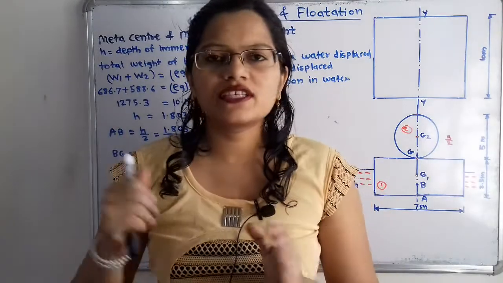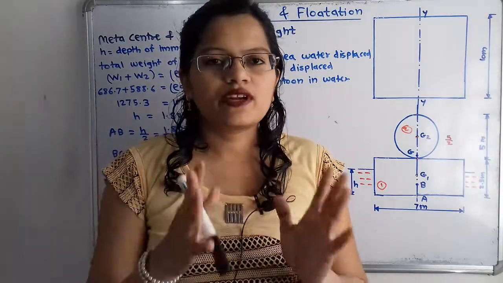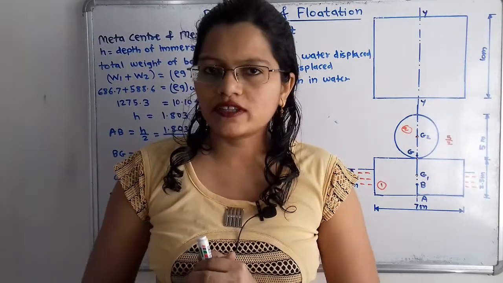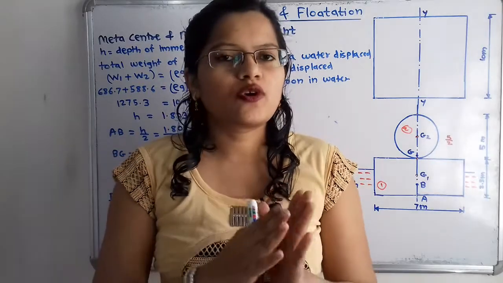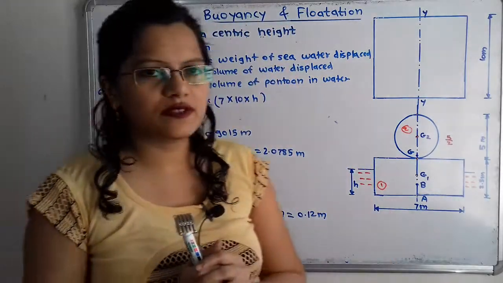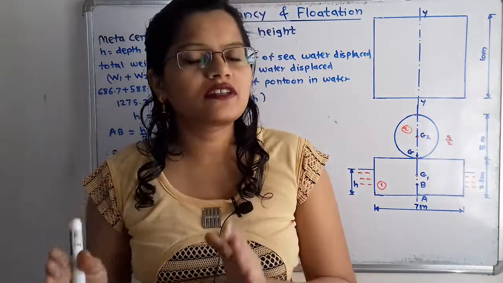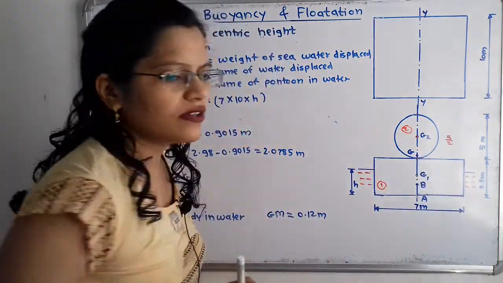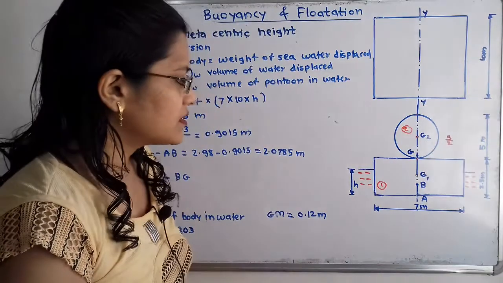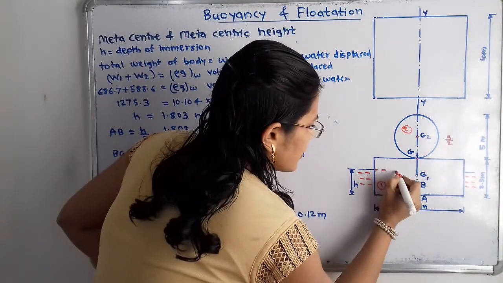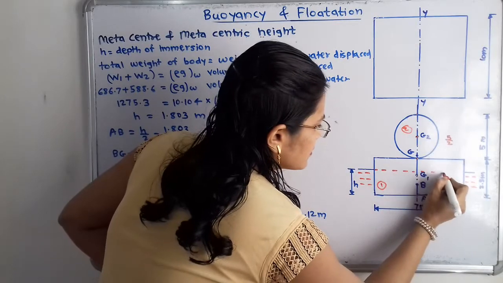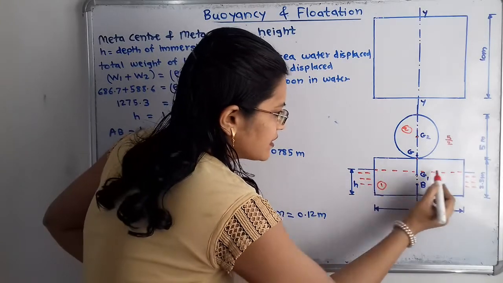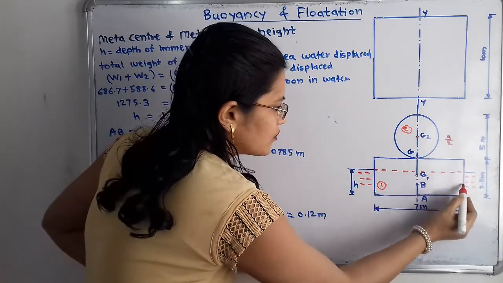So how can we define this weight of seawater? We know that the weight of seawater displaced is equal to rho into g into volume of water displaced. We know that the volume of water displaced is equal to the volume of this rectangular pontoon inside the water. So now I will make one construction line. Here in the form of a dash I have made the construction line. This is the part of the rectangular pontoon that is inside the seawater. So we have to find out the volume of this part.